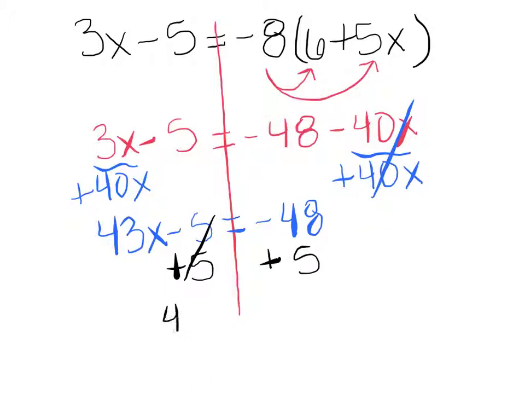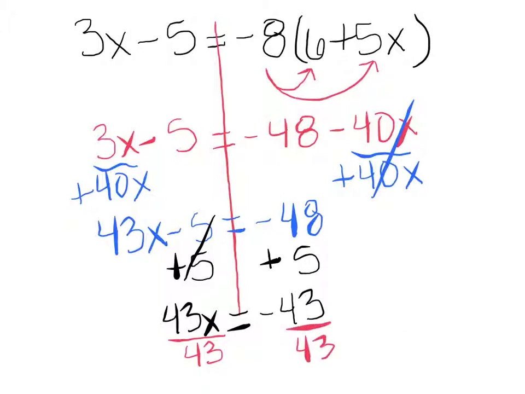Cancels, and we get 43x equals negative 48 plus 5, which conveniently enough is negative 43. Last thing we need to do to finish our do and undo is divide by 43. So we get x equals negative 43 divided by 43 is negative 1.